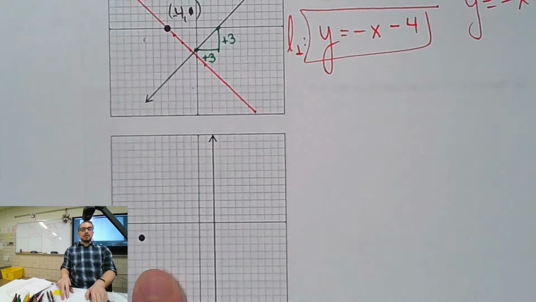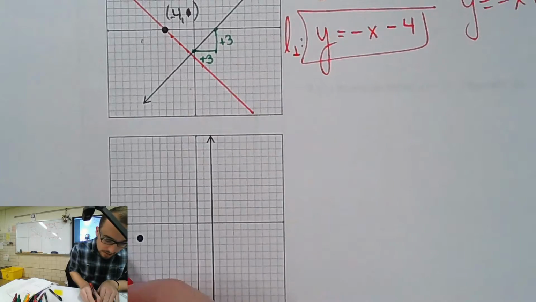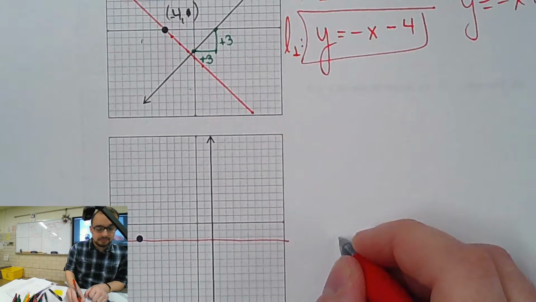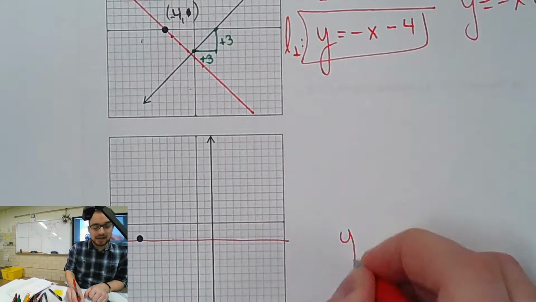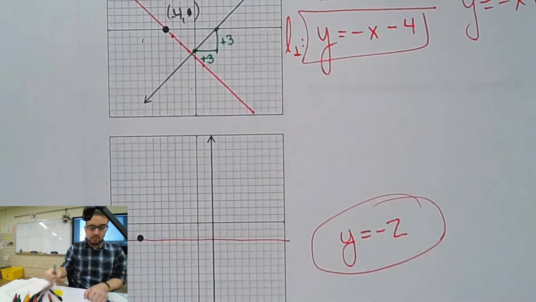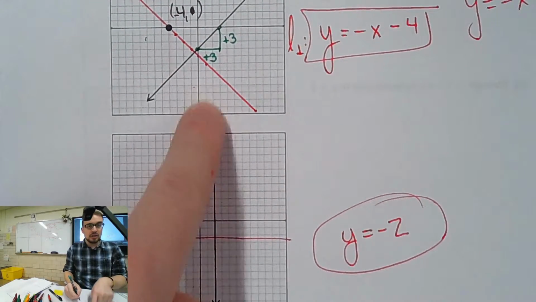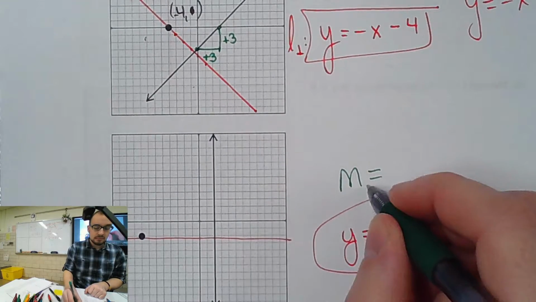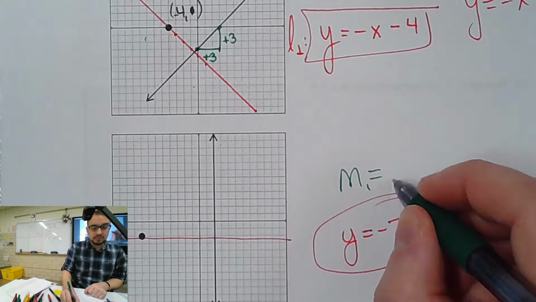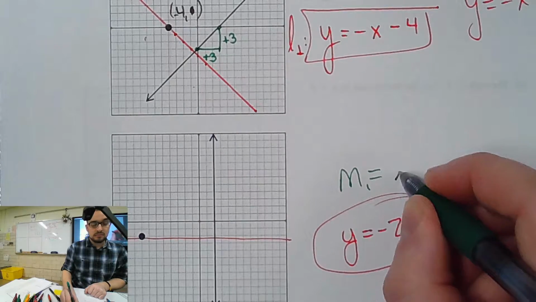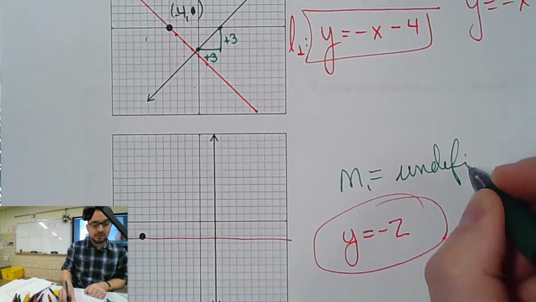This one needs to be perpendicular. Done. What's the equation of the red line? It's all the points where y equals negative 2. What's the slope of the original line? Zayden. The slope of the original line is... Undefined.